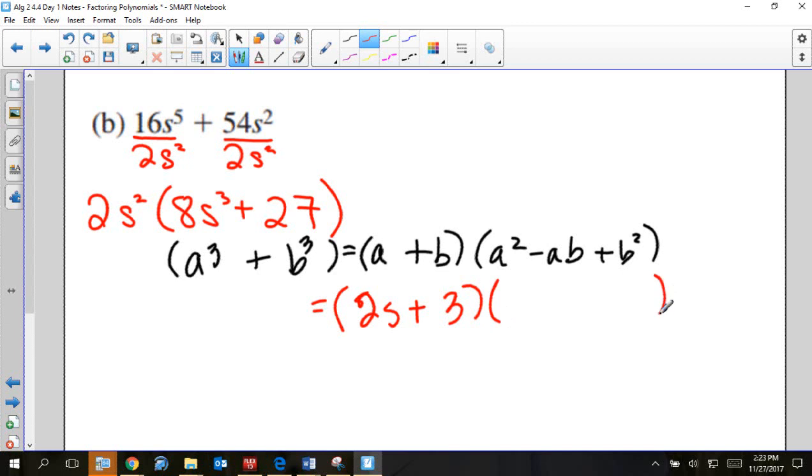So we do a squared. That means whatever this first term is, square it. That's 2s times 2s, 4s squared. The last spot is you square the second number. 3 times 3, 9. The middle spot is you have to multiply a times b and subtract it. So my a and my b are 2s and 3, so that's 6s. And you have to subtract it. That's the formula.